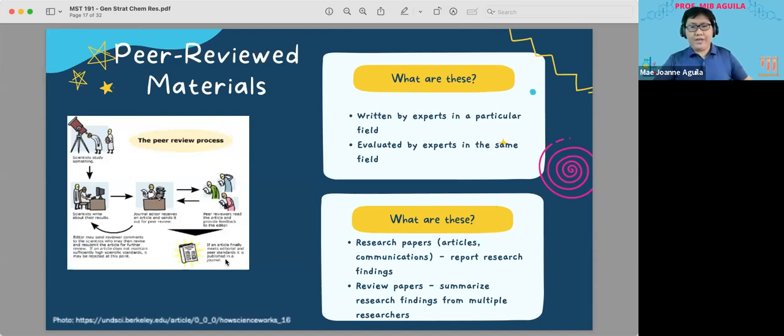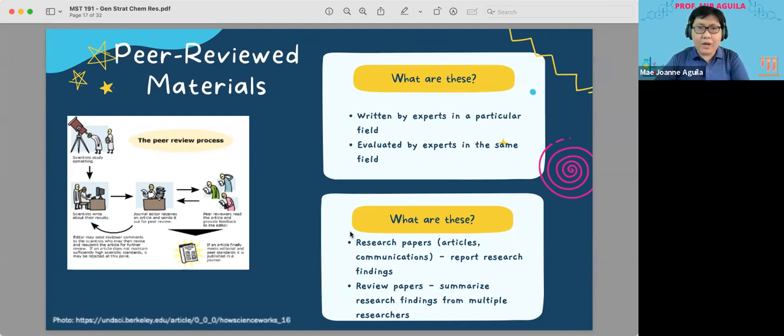In general, we encourage you to encourage your students to focus on peer-reviewed materials rather than, say, blogs or magazine articles. Peer-reviewed materials are written by experts and evaluated by experts. And this includes research papers, both the long article or communications, which are basically the first report of research findings, and review papers, which summarize several research papers to make it more cohesive, or a collection.